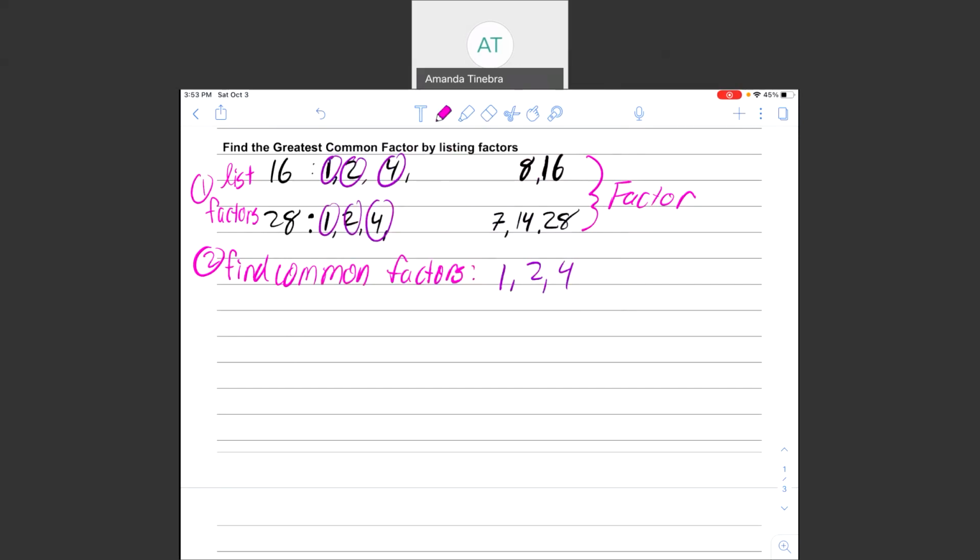My third step then is the greatest common factor.